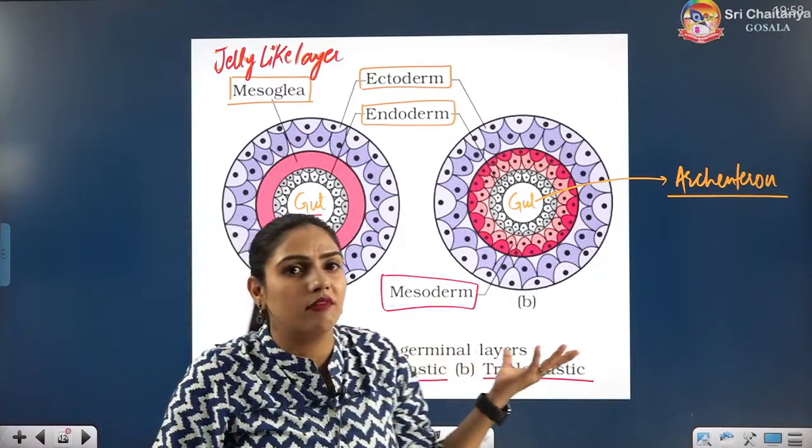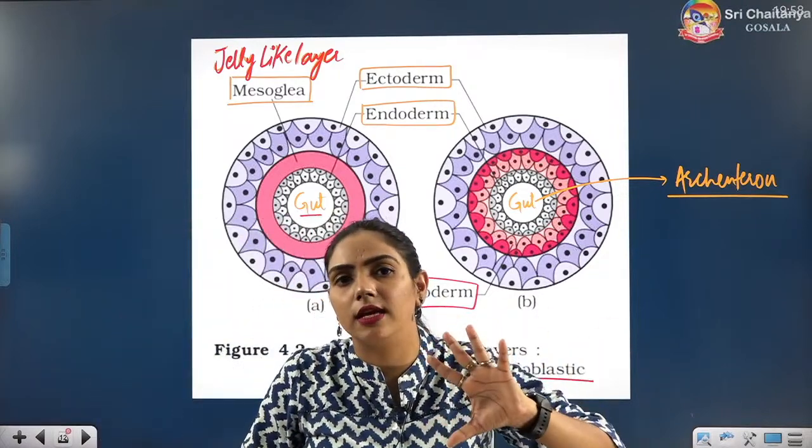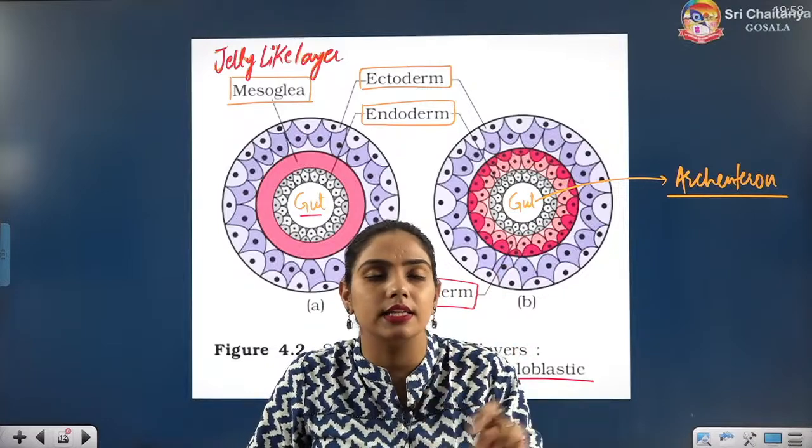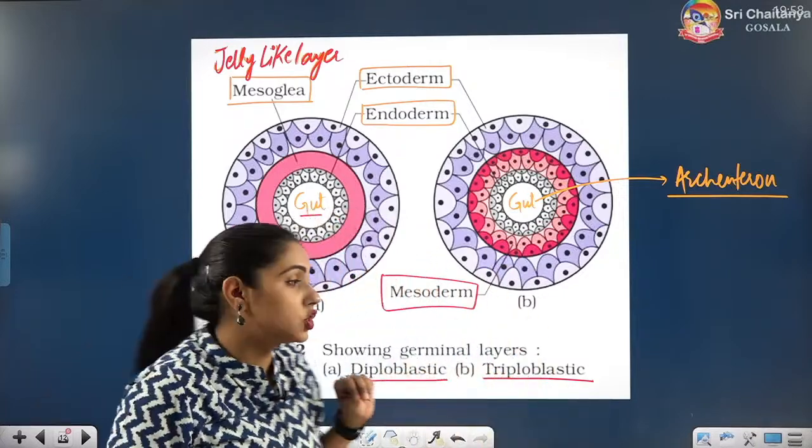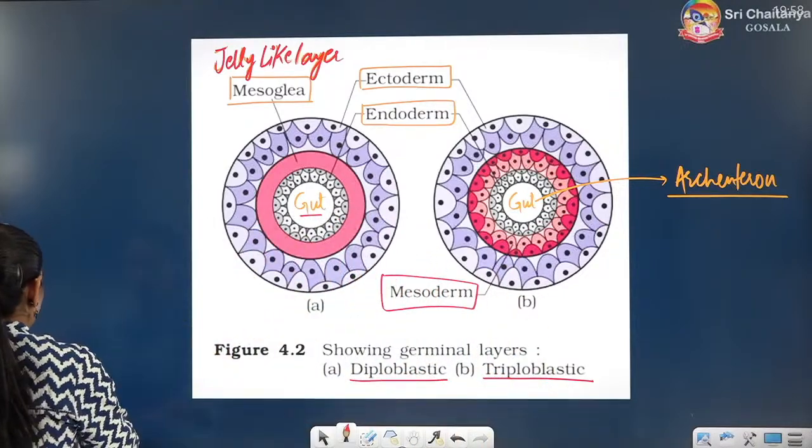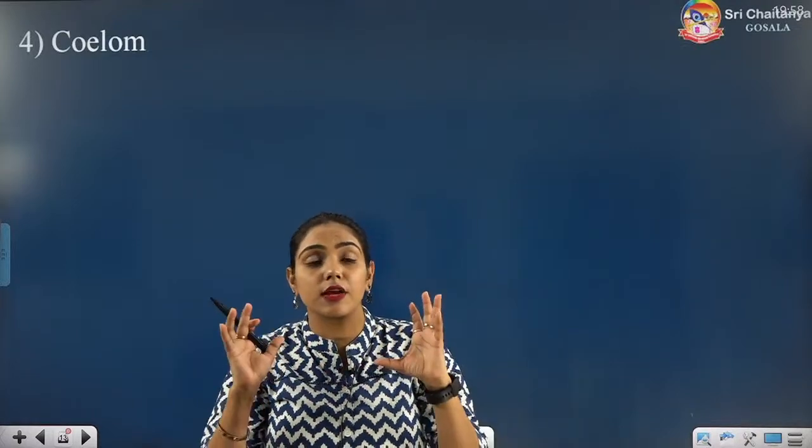So I hope you have understood in which phylums two germ layers are present, and in which phylums three germ layers are present. Now let me move ahead to the next topic in the basis of classification, a very important topic, that is known as coelom.